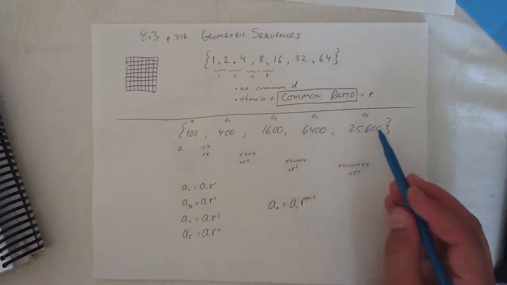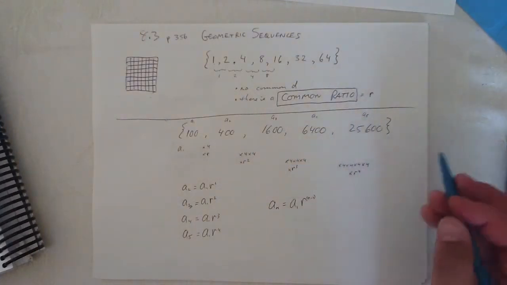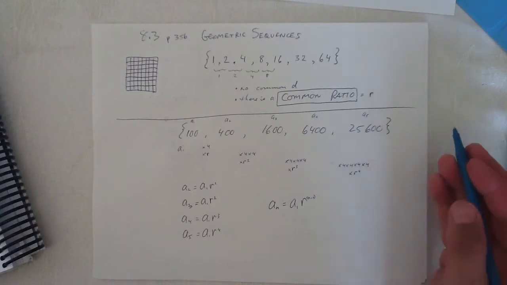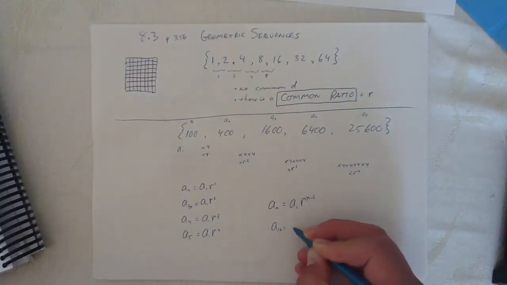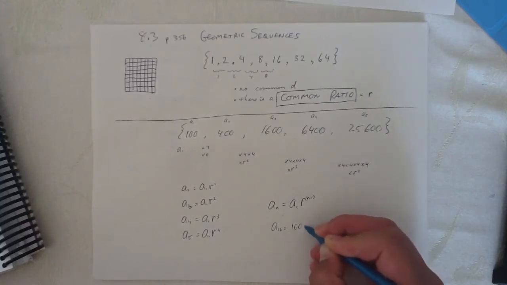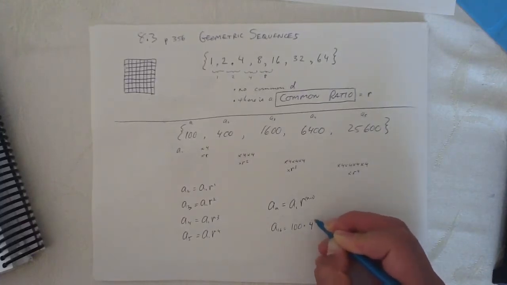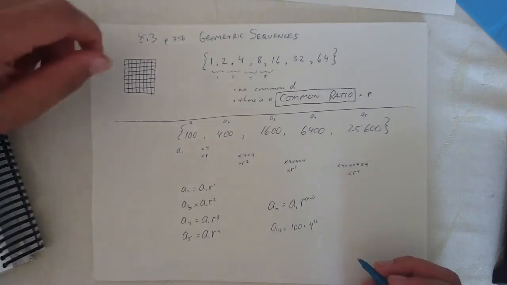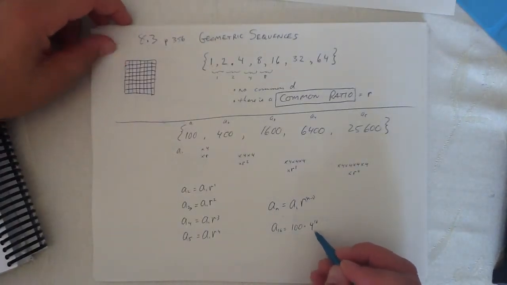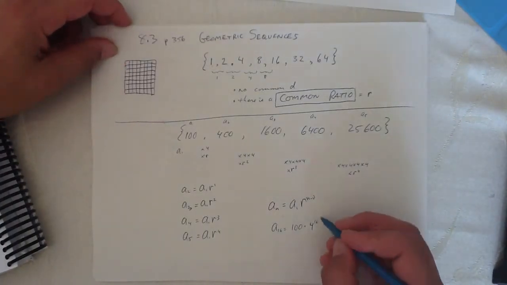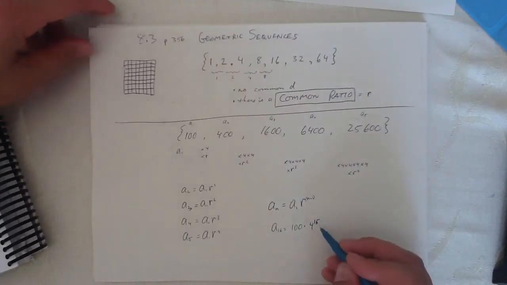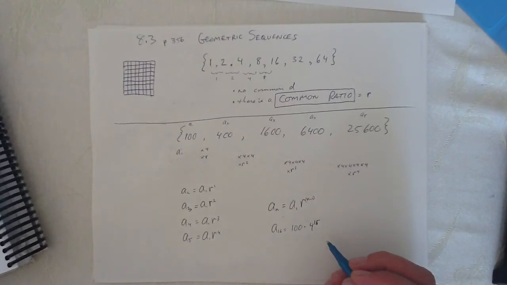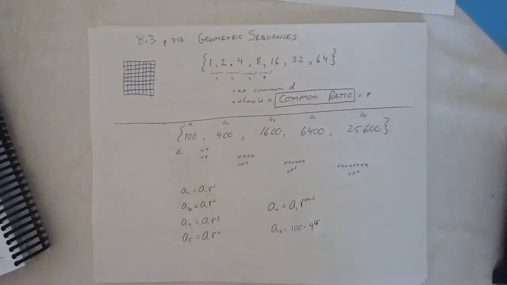So in this particular sequence, if I wanted to know what the 16th term was, I know that A16 would equal 100 times 4 to the 16th power. Now that's a large number, I don't know what it is, but that would be relatively easy to figure out on a calculator. Whoops, did I say 16? I meant 15, it's got to be n minus 1. So R to the 15th power. So that's what a geometric sequence is, and that allows us to do some exercises in the next video.